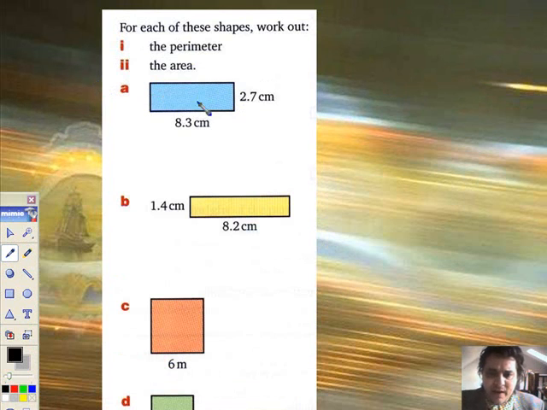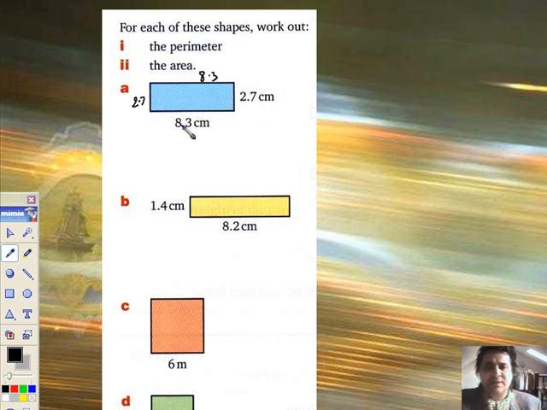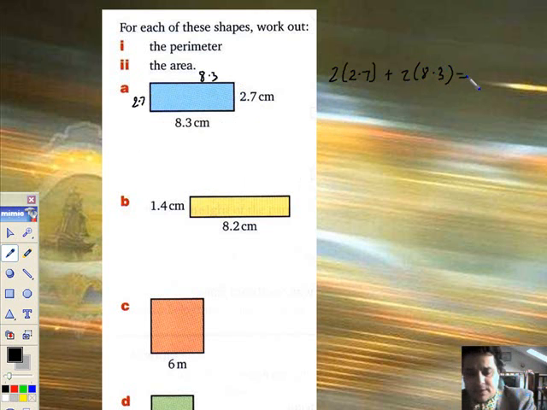To work out the perimeter, you may recall that if you've got a rectangle there, then the opposite sides will be exactly the same length. So that's 8.3 centimetres and that's 2.7. So what's the perimeter? Well, the perimeter is the distance around the edge of the shape. So what have we got? We've got 2 lots of 2.7 plus 2 lots of 8.3, and then just grab a machine and get your answer. That's all you have to do. So 2 times 2.7 plus 2 times 8.3, and that comes to 22 centimetres. Very, very easy, isn't it?